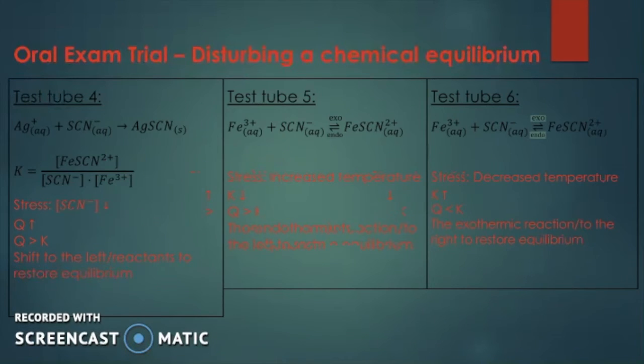Then I'm going to look at test tube 4, where we added silver nitrate ions. The silver 1 ions from the silver nitrate react with the thiocyanate ions to create silver thiocyanate, which is the white precipitate we can see. Even though we can't see from the color which way the equilibrium shifted, we can calculate it, because there becomes less thiocyanate ions. So there becomes less reactant compared to product.